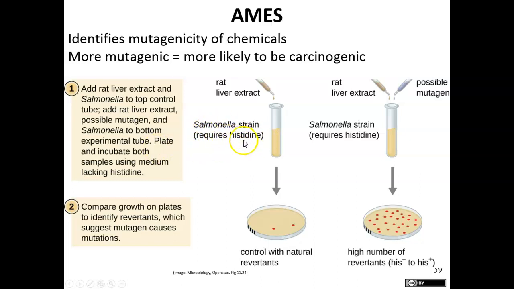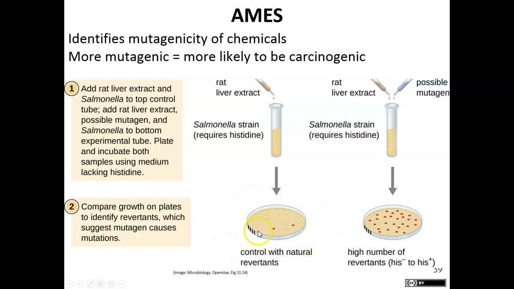The Salmonella requires histidine. So we've got it from that replica plating. We grew it. We have a lot of Salmonella that are histidine dependent. We then grow that in a rat liver extract. Then we add to the experimental group a possible mutagen. And the other group, so whatever chemical we're testing, we would just add water, all right? We then plate the bacteria onto a medium that lacks histidine.